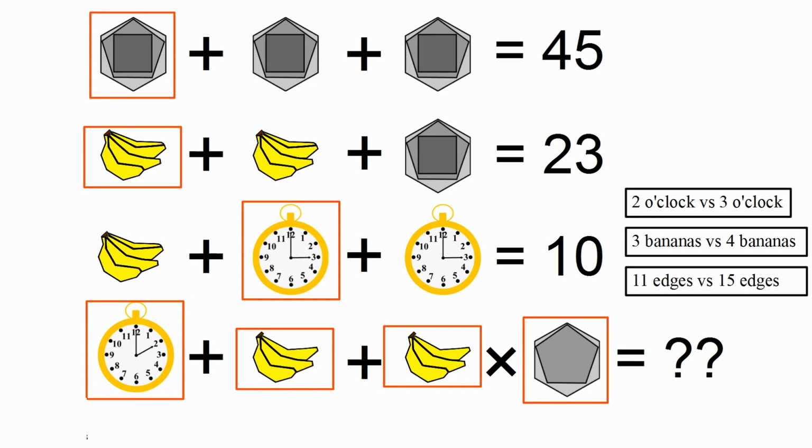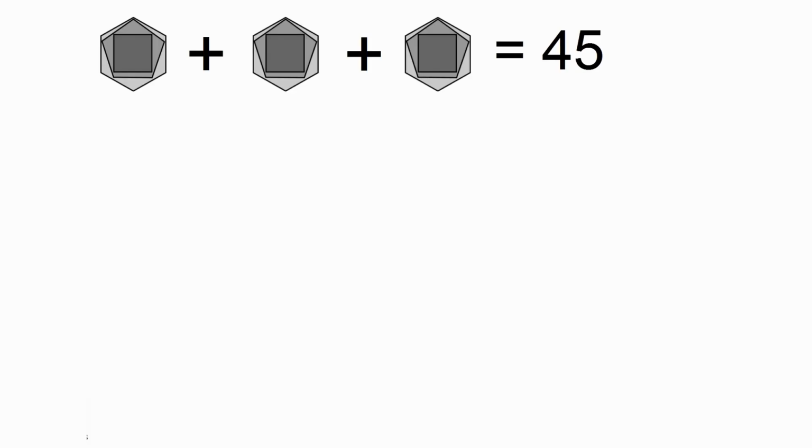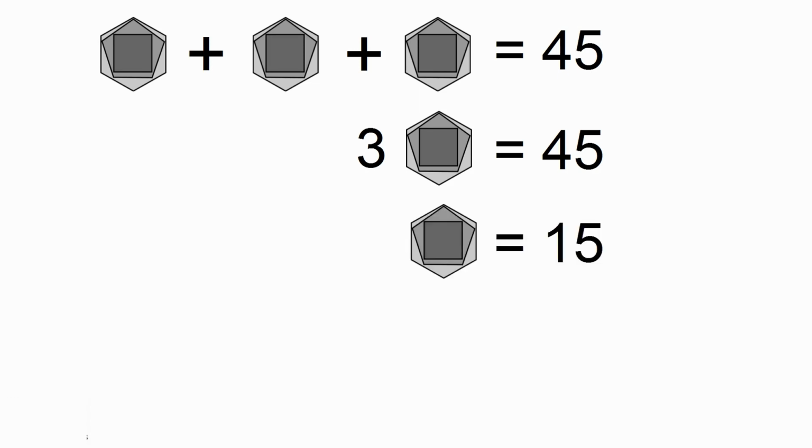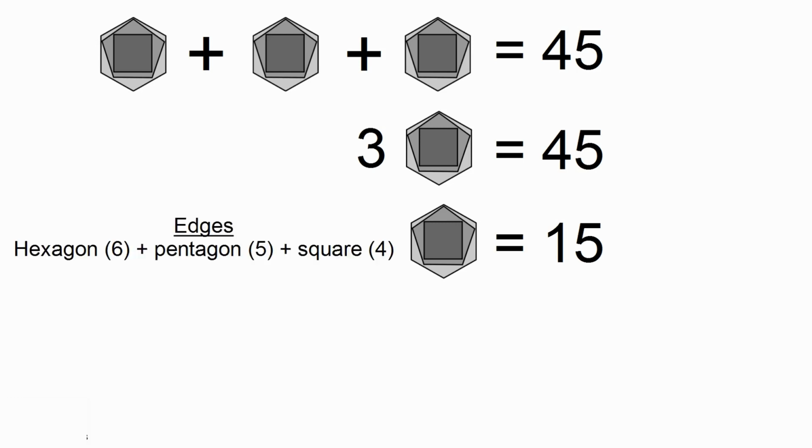So let's try and see if there's any logical structure to these equations. We'll start out with the first equation. We have 3 of these shapes which are equal to 45. This simplifies to one hexagon being equal to 15. However, it's not just a hexagon. If you look closely at the shape it consists of a hexagon which has 6 edges, a pentagon which has 5 edges and a square which has 4 edges. We're going to have to figure out a value for the edges in order that we can figure out a value for the shape in the final line.